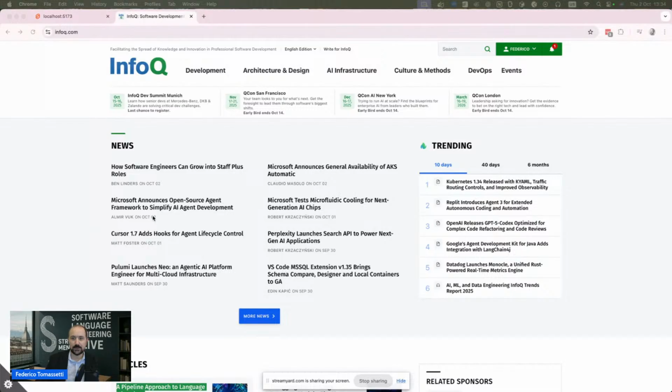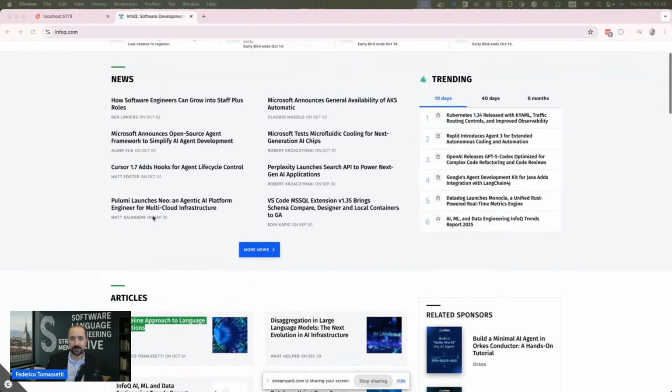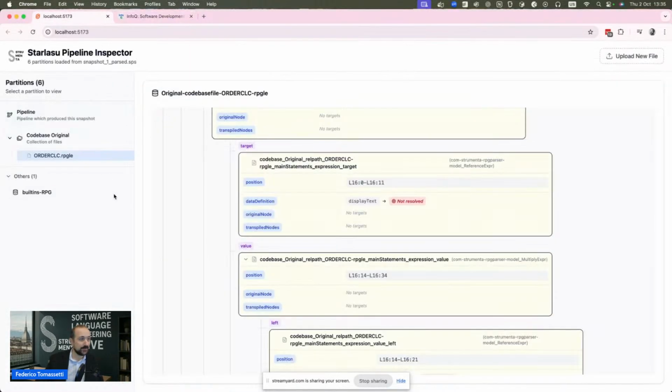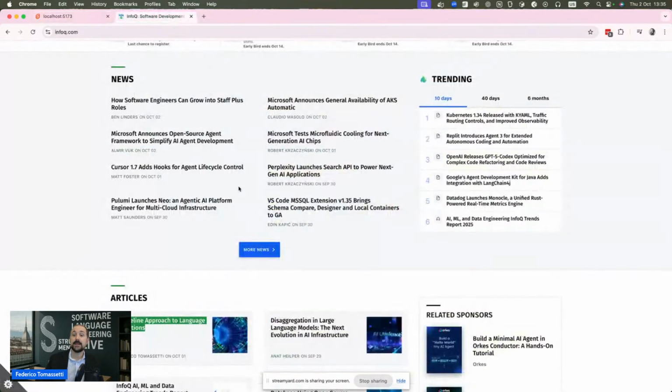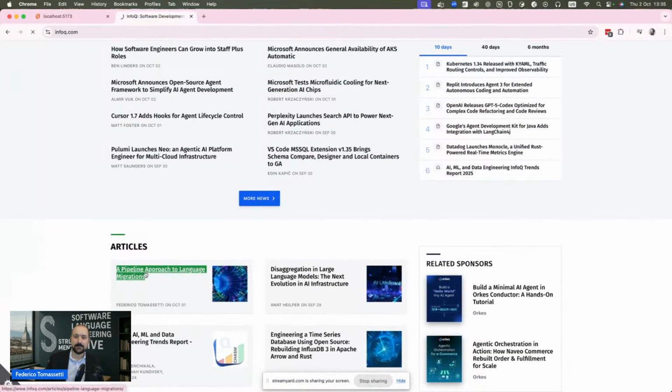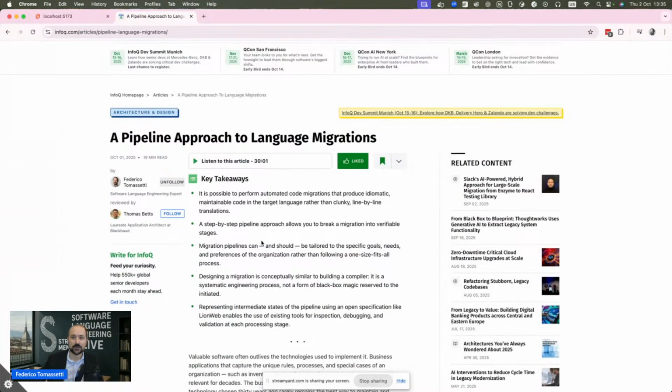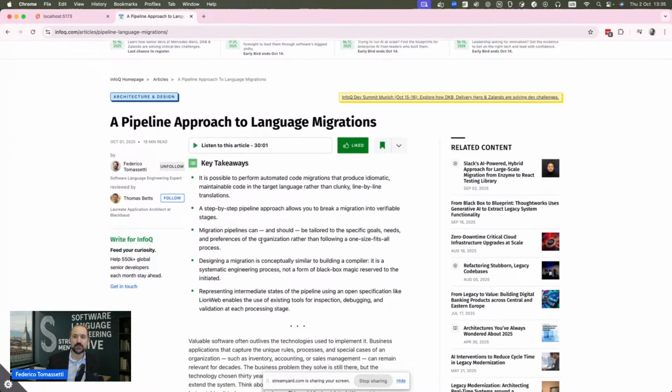Now, we can take a look at the article. And by the way, I was working on the demo for Milan, and it's very connected. The article is "A Pipeline Approach to Language Migration", and of course, you can take a look and read it. But right now, I would like just to share the key takeaways. I find it interesting that InfoQ has this schema, so you always start the article with the key takeaways. So you know what you're getting if you put the effort in of reading the article.